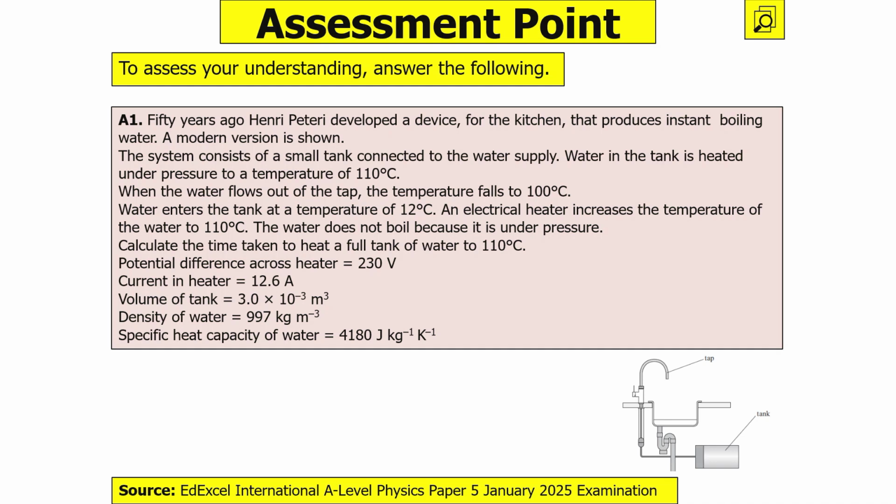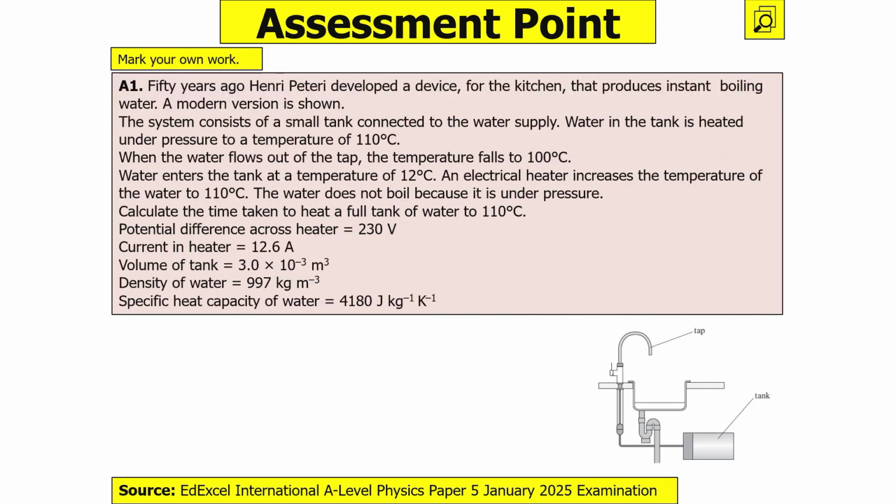Water enters the tank at a temperature of 12 degrees Celsius. An electric heater increases the temperature of the water to 110 degrees Celsius. The water does not boil because it is under pressure. Calculate the time taken to heat a full tank of water to 110 degrees. So, pause the video now, and then unpause the video when you want to go through your answer.